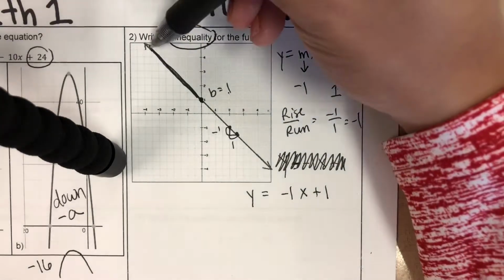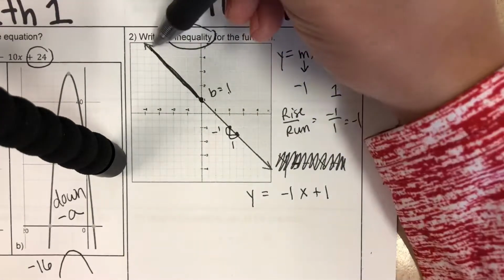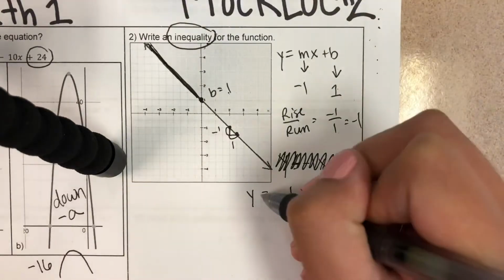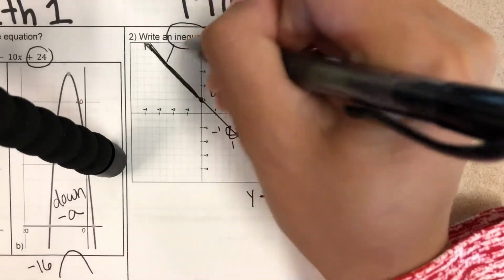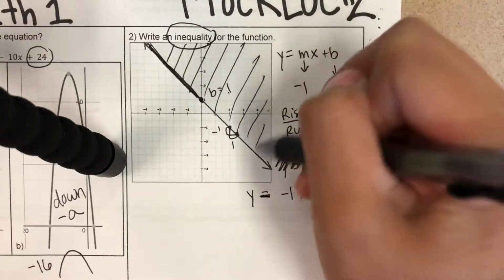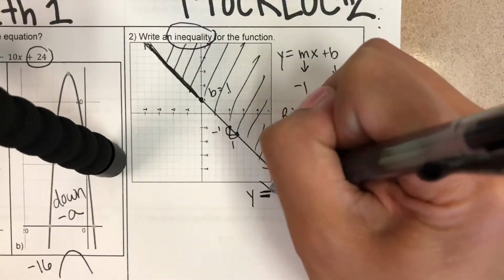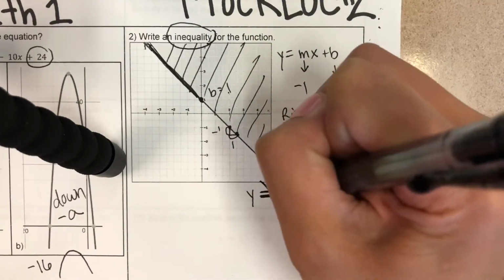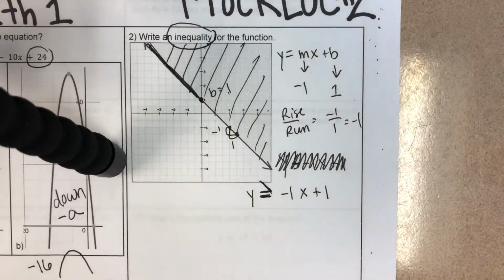But since this is an inequality, I need to change this sign. This is a solid line, so I know that one of them has to be equal. And because it is shaded above the line, that means y is greater than. So this turns into y is greater than or equal to negative 1x plus 1.